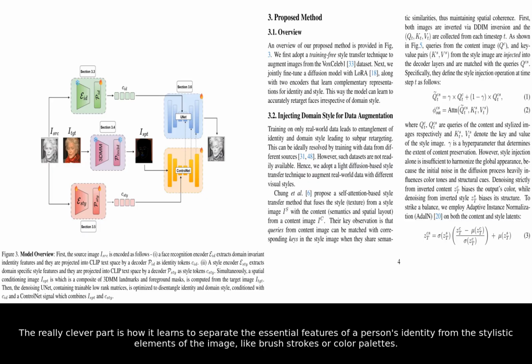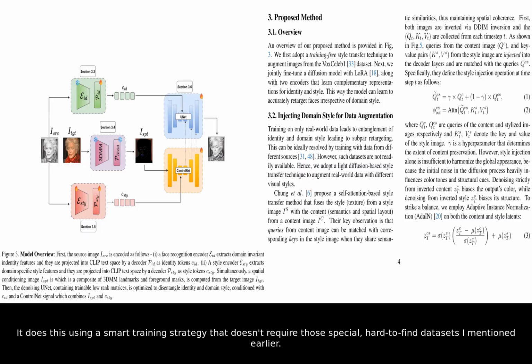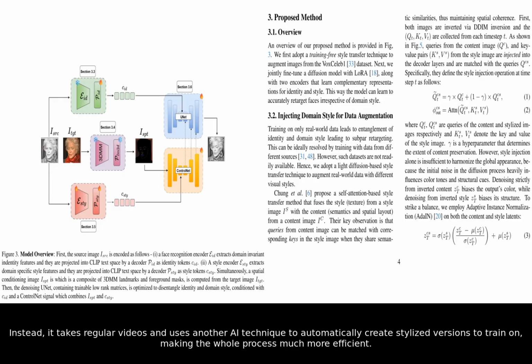The really clever part is how it learns to separate the essential features of a person's identity from the stylistic elements of the image, like brush strokes or color palettes. It does this using a smart training strategy that doesn't require those special, hard-to-find datasets I mentioned earlier. Instead, it takes regular videos and uses another AI technique to automatically create stylized versions to train on, making the whole process much more efficient.